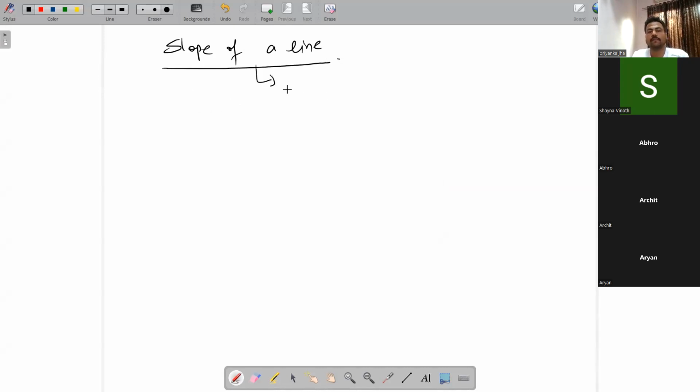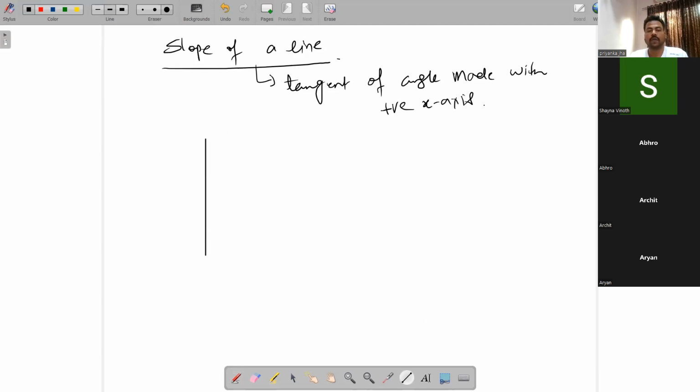See, it is the tangent of the angle made with the positive x-axis. Right? Tangent of the angle made with the positive x-axis. Suppose we'll have four different scenarios.